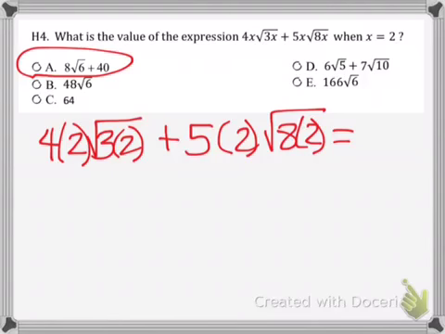Number 4. What is the value of the expression 4x times the square root of 3x plus 5x times the square root of 8x when x equals 2? All you need to do here is substitute in the 2 everywhere there's an x and put it into your calculator, and it tells you the answer is A, 8 square roots of 6 plus 40.